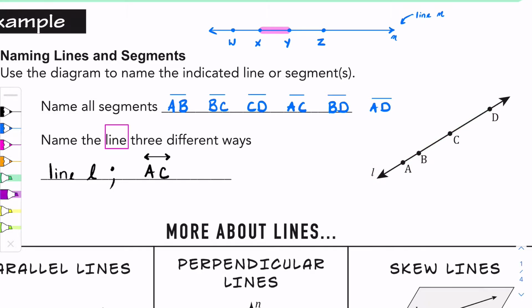Next, I'm going to use the points. Let's use B and D. You can label a line with any 2 points that are on the line, and you make sure you use the correct notation. So this list would continue. These are not the only 3 ways to label it. There's probably 10 different ways to label this line. We just listed 3 of them.